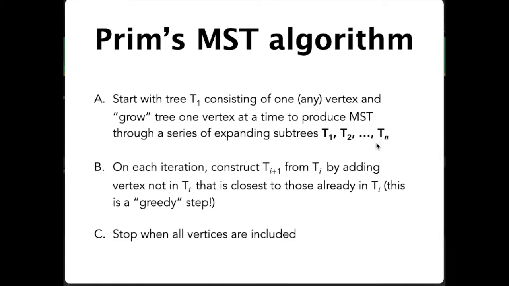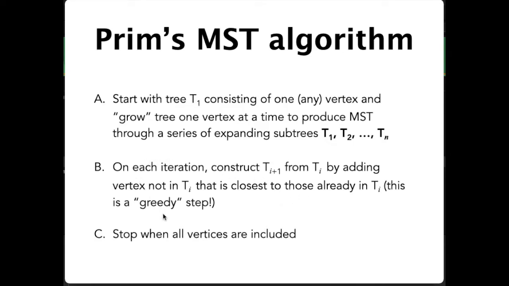But the manner of adding one vertex to T sub I minus 1 is by choosing yung closest vertex doon sa T sub I minus 1. So for each iteration, we construct yung next tree by using T sub I and adding a vertex that is not yet in T sub I that is closest to those already in T sub I.